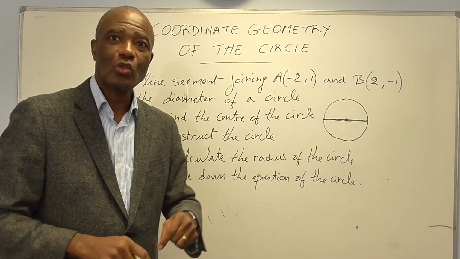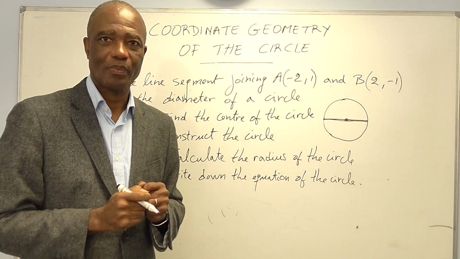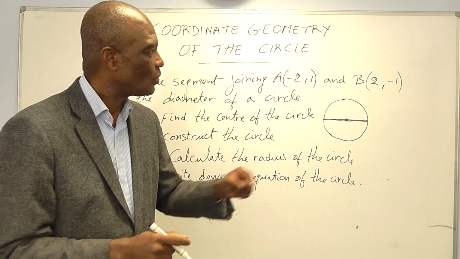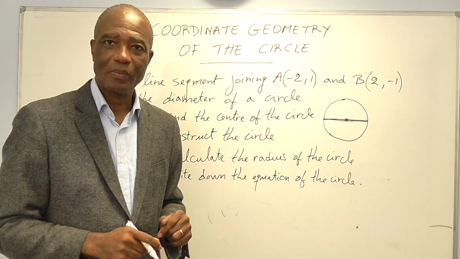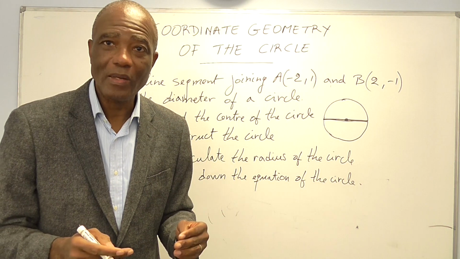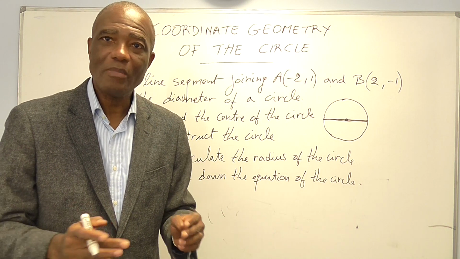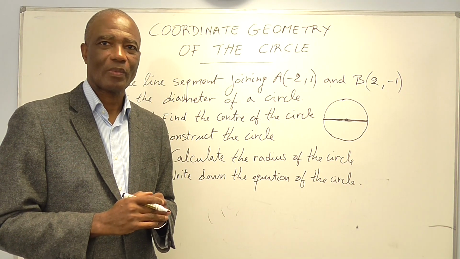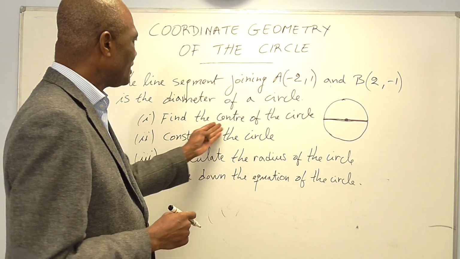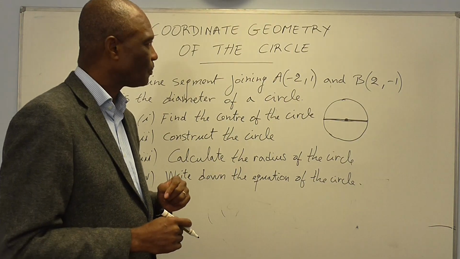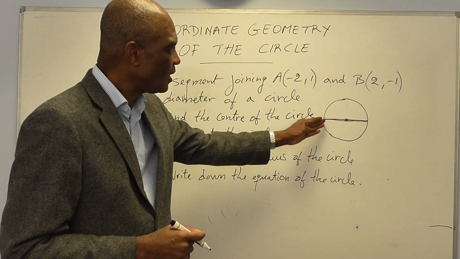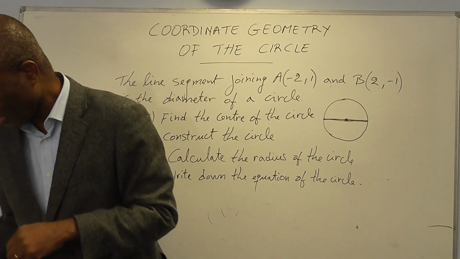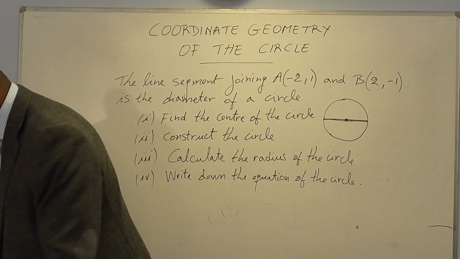Diameter is twice the radius. So radius multiplied by 2, you get the diameter. Or if you have the diameter, you divide the diameter by 2, you get the radius. Now, find the center of the circle. We are going to find the center of the circle. How to find the center of the circle?